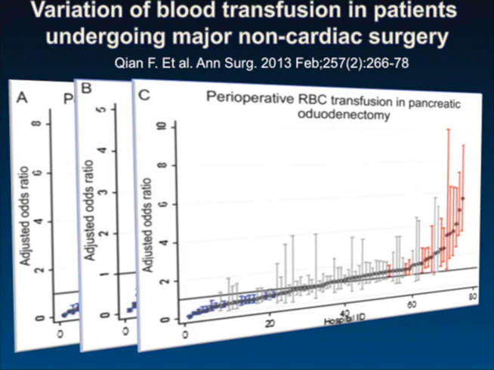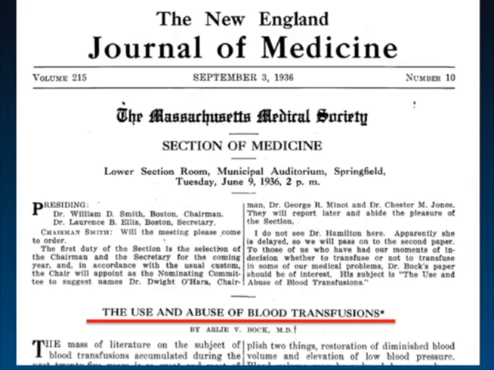Well, rest assured, this is not new. This is something that's been with us for quite a while. Some of you may be familiar with this publication. This is the New England Journal of Medicine, a September 1936 publication, and on the bottom I've highlighted for you "The Use and Abuse of Blood Transfusion." There's nothing new under the sun.